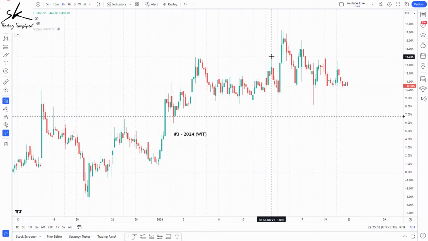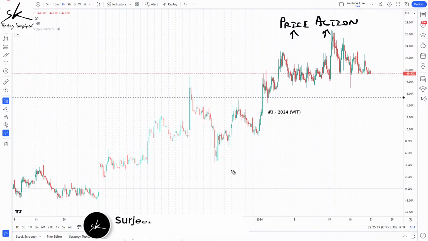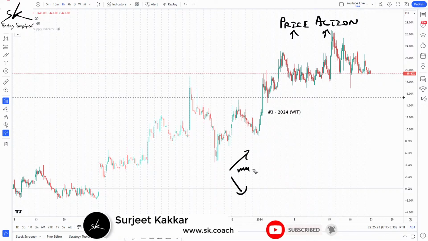Now, whenever we talk about demand-supply methodology, I always say demand-supply is a price action based methodology. Now, what do we mean by price action? Price action means the action done by the price. And what action can price do? Only 2 things. Price can either move up or move down. It cannot do anything else. But when price is moving in a narrow range, we call it the period of pause, or we can call it basing.